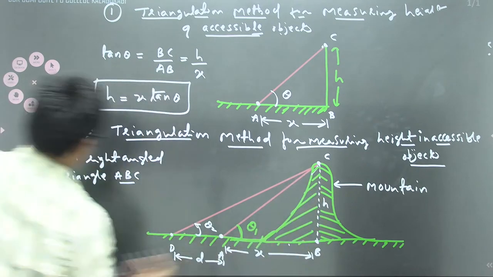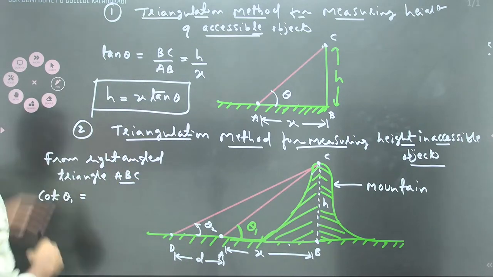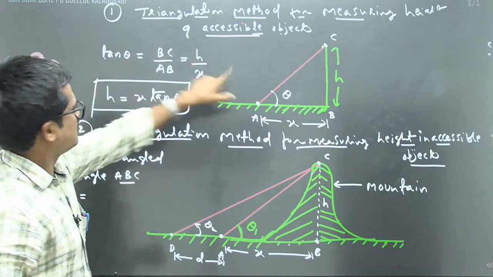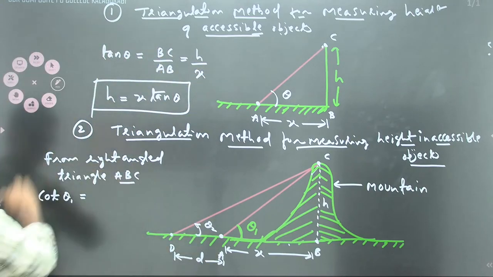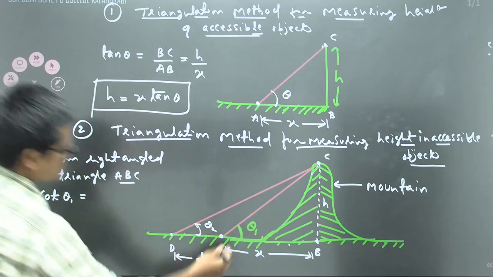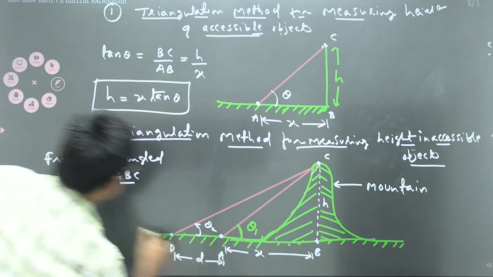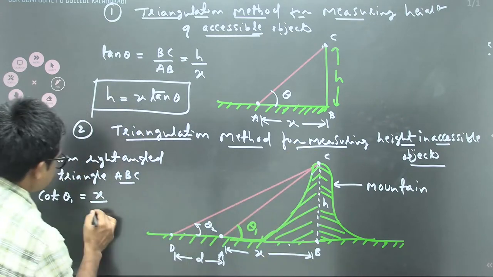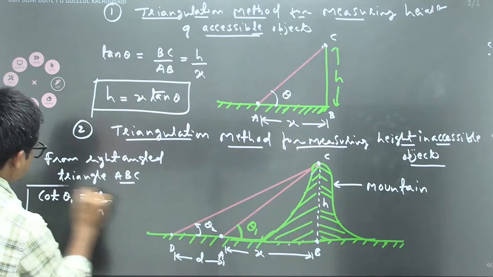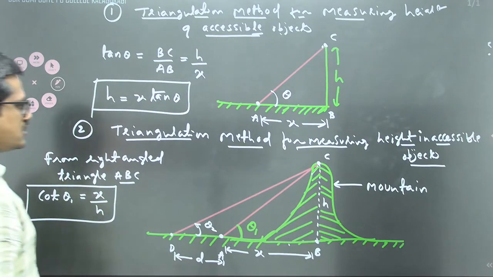In this ABC, theta 1 is the angle, no? Cot theta 1 equals, here cot is the reverse of tan theta, so it will be adjacent by opposite. From here to here, what is the adjacent value? X divided by, what is the opposite value? Height h. We have got the cot theta 1 value. Right or not?